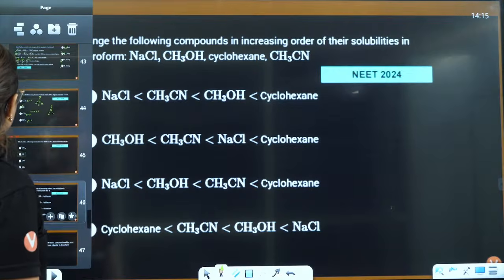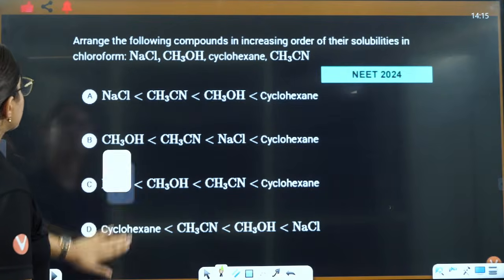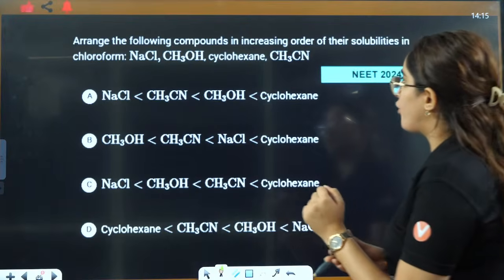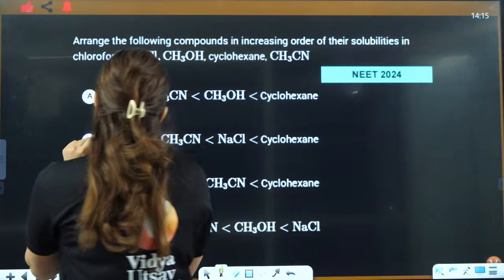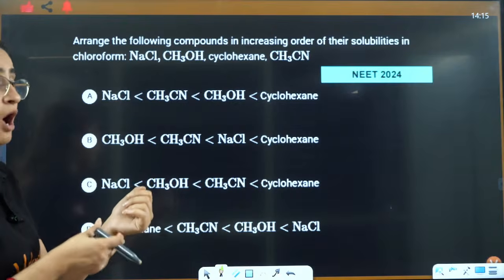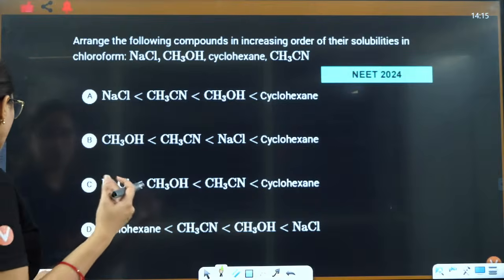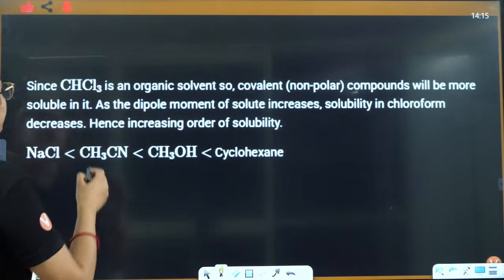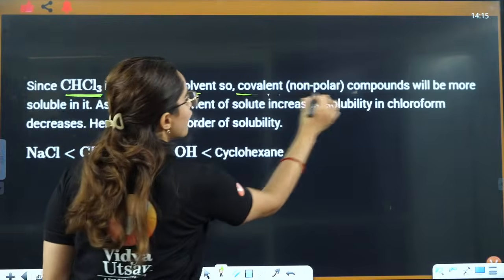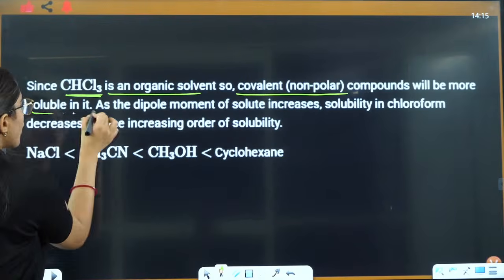Have I done it correctly? Yeah. Okay, let's talk about this one. Among the following, arrange in increasing order of solubilities in chloroform. Solubility definitely depends upon the polarity, how much dipole moment there is. Since chloroform is an organic solvent, covalent non-polar compounds will be more soluble in it.